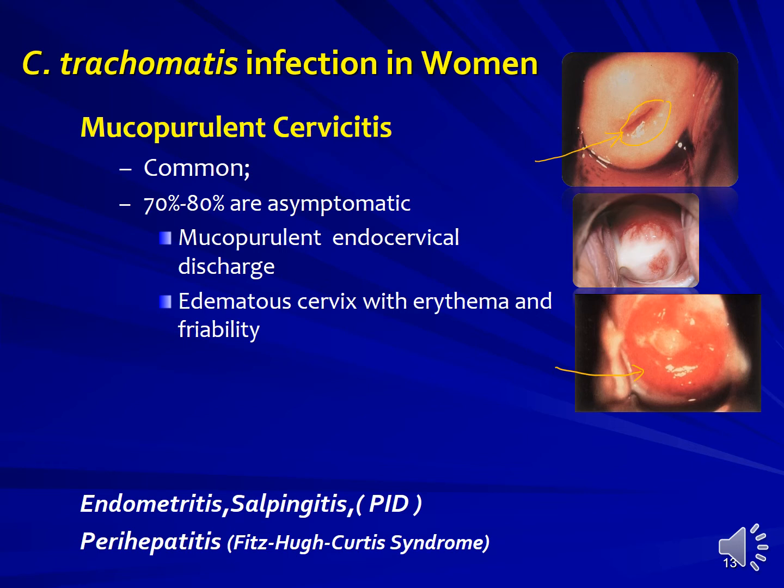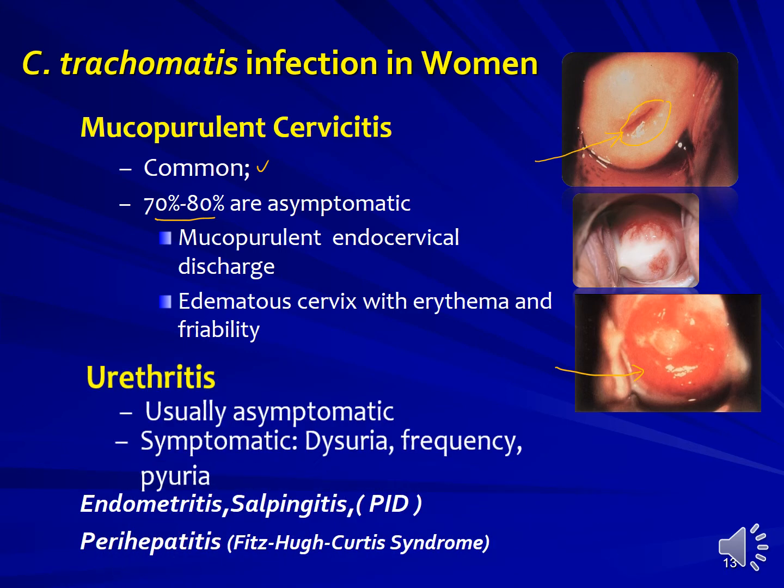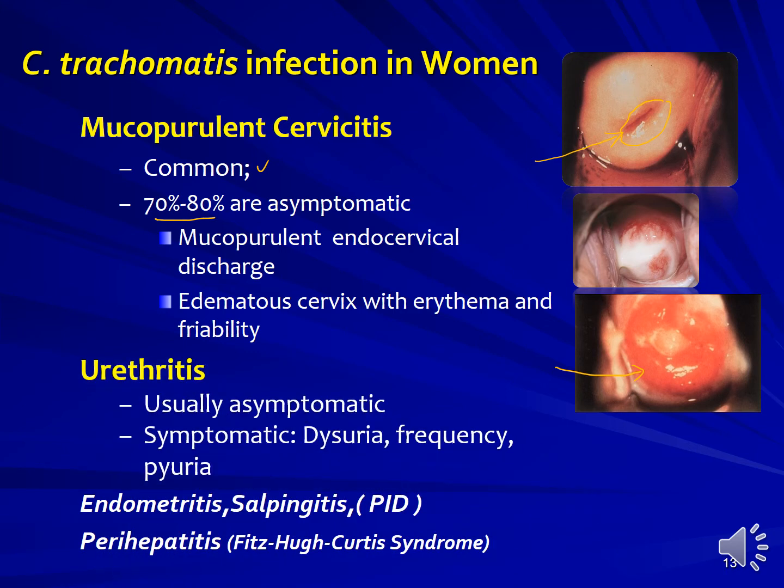And remember, even though mucopurulent cervicitis is the most common type of presentation by Chlamydia trachomatis, 70 to 80% of the infected individuals are asymptomatic. If at all symptoms are present, they may be seen in the form of mucopurulent endocervical discharge. The next one is urethritis, usually asymptomatic. If at all present, as I mentioned already in case of males, there is dysuria, frequency and pyuria, that is, the presence of pus cells in the urine, also possible.